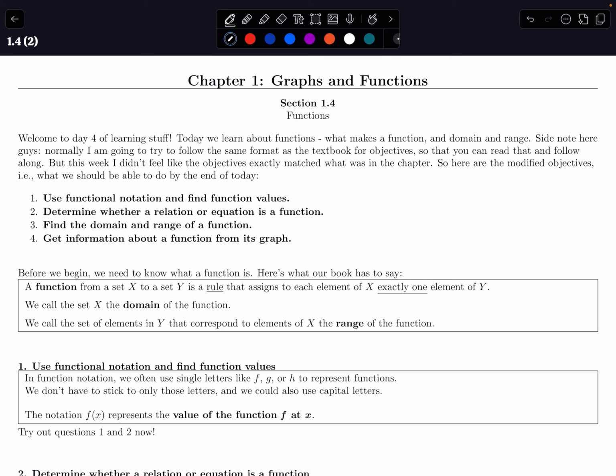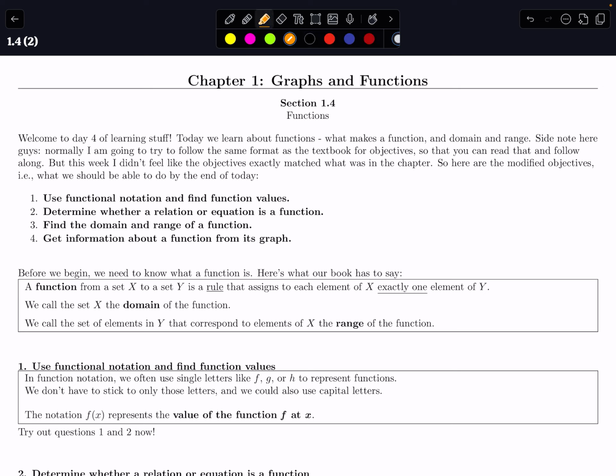Today we're covering section 1.4. This is the fourth day of learning stuff. And it's pretty obvious where we are because it's section 1.4 and we're doing day 4 of learning stuff. So today we're learning about functions, what makes a function, what the domain and range are.